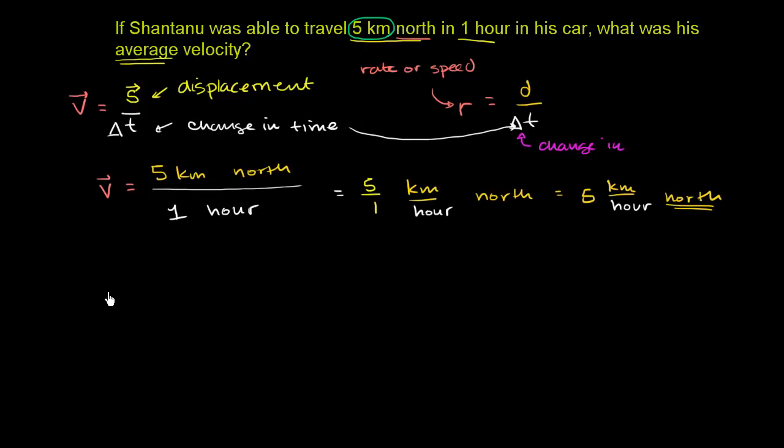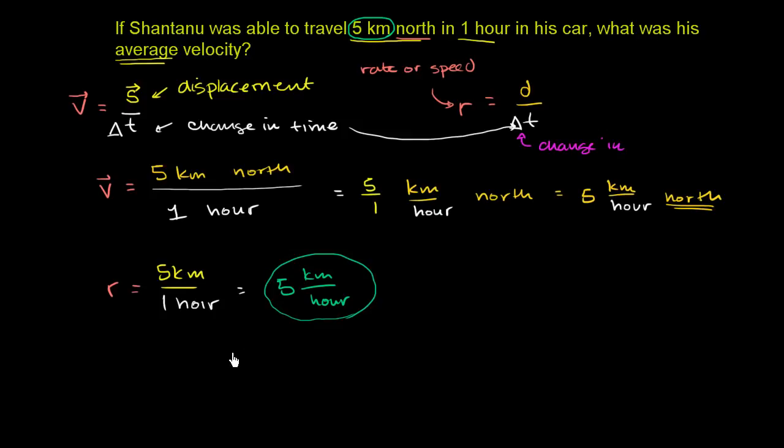You could have said, well, his average speed or his rate would be the distance he travels. The distance, we don't care about the direction now. It's 5 kilometers, and he does it in 1 hour. His change in time is 1 hour. So this is the same thing as 5 kilometers per hour. So once again, we're only giving the magnitude here. This is a scalar quantity. If you want the vector, you have to do the north as well.